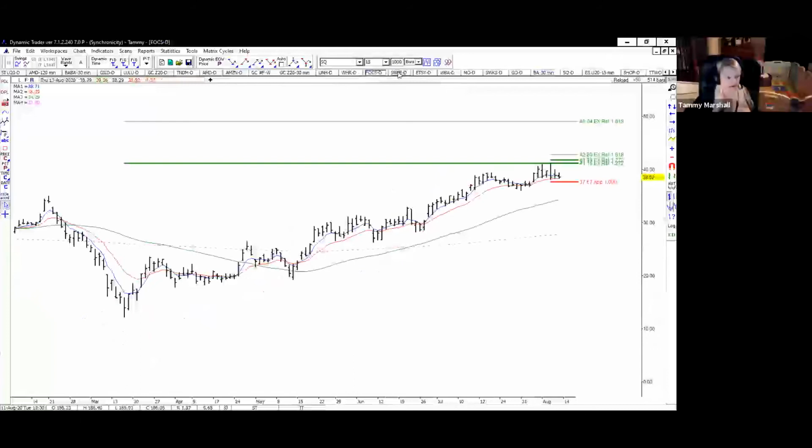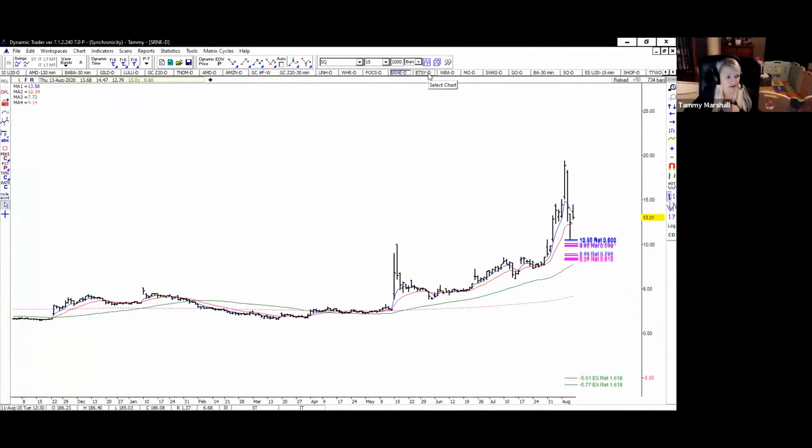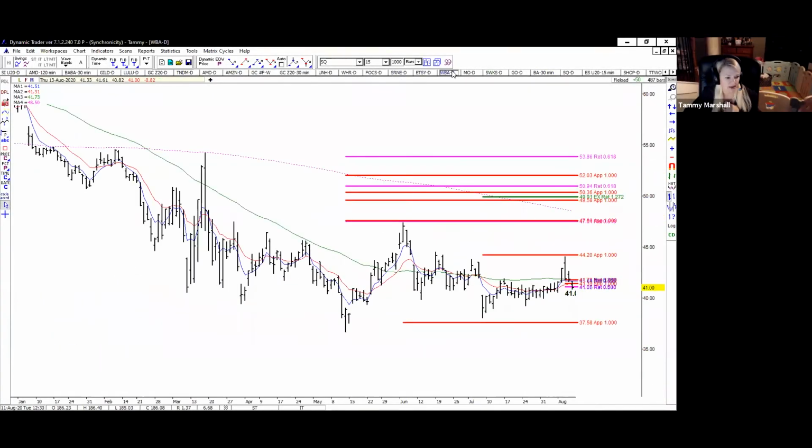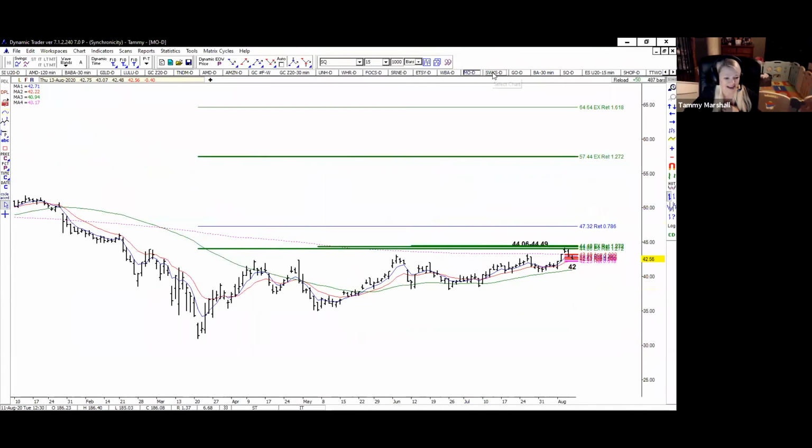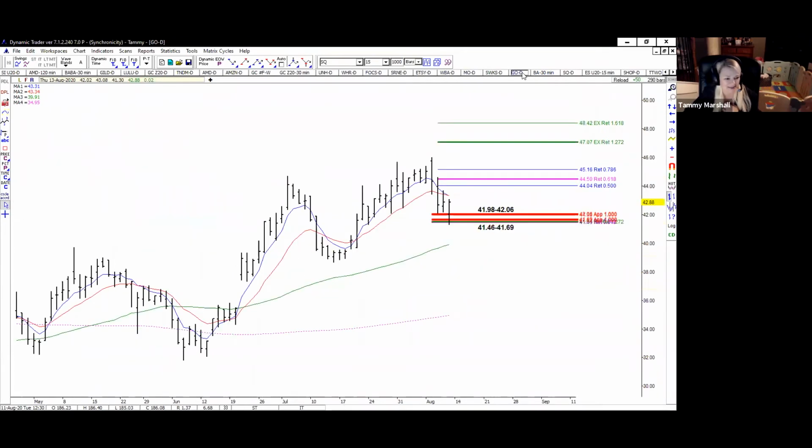Let's see if I have any other. Some of these are really random stocks because my clients ask me for very random stocks, and I will do any stock that they ask me to do.